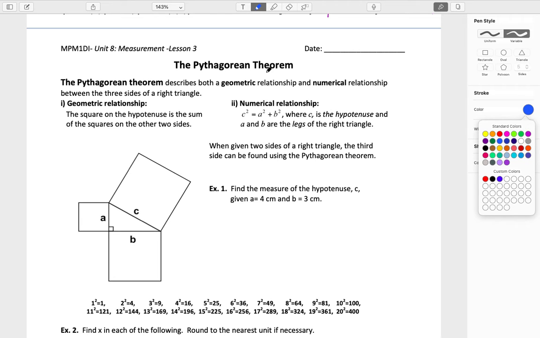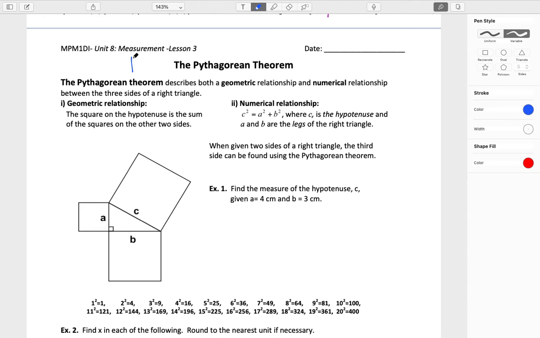So today's lesson is based on a special triangle, which is called a right angle triangle. And using a right angle triangle, we are going to take a look at the Pythagorean theorem. The Pythagorean theorem describes both a geometric relationship and a numerical relationship of a right angle triangle.